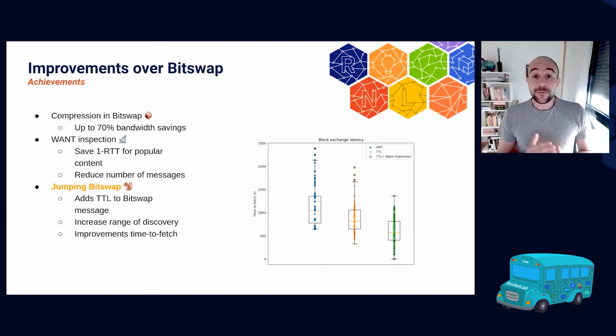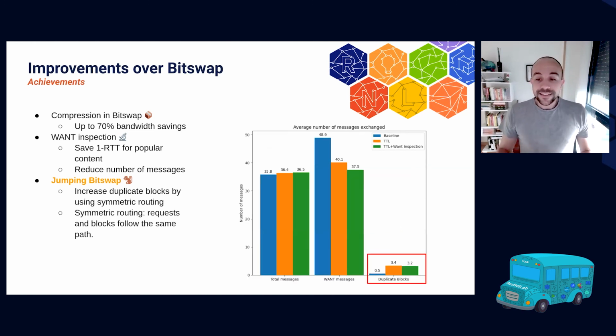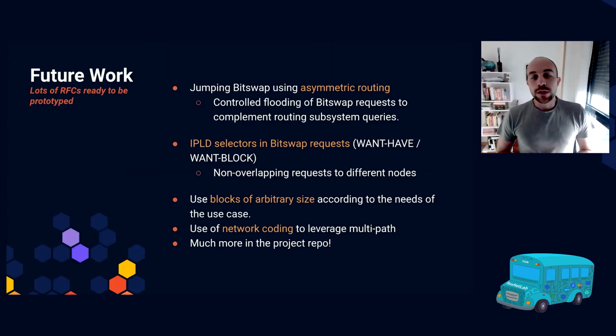This wouldn't be the case if we used asymmetric routing, so that we just use jumping Bitswap for the discovery of content, and then peer E would create a new connection directly with peer A, which is interested in the content. And these were all the prototypes that we implemented. Of course, as I've said, these are 3 prototypes from the 10 RFCs that we designed. So you have more RFCs, and if you're interested in building new prototypes, there are a lot of ideas to try and improve these protocols. There are a lot of RFCs ready to be prototyped.